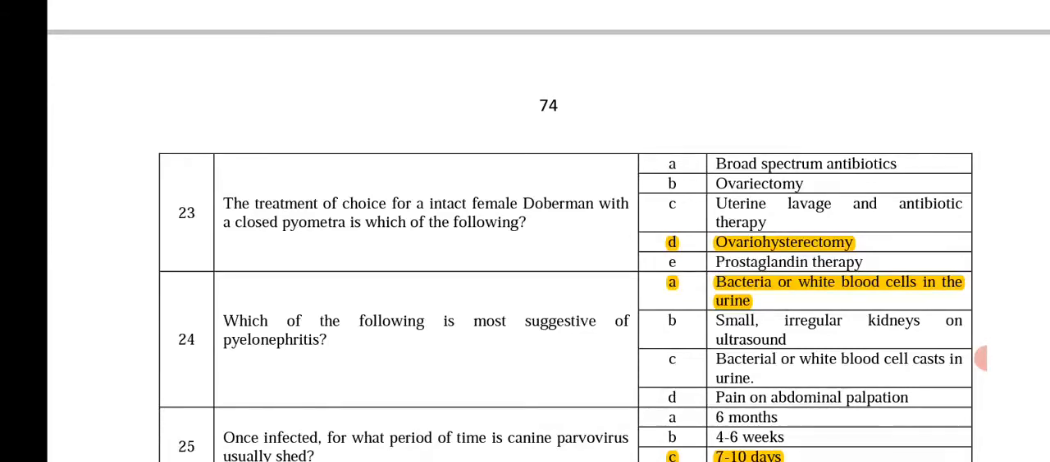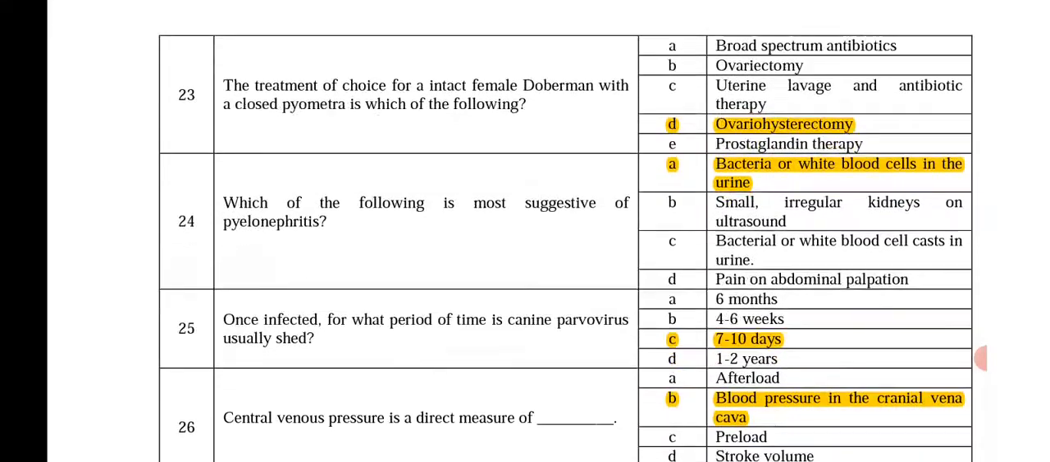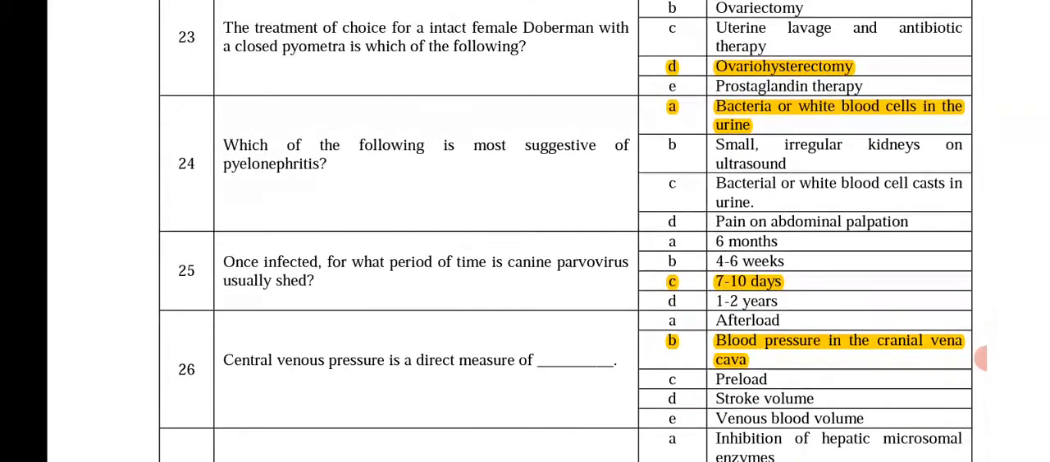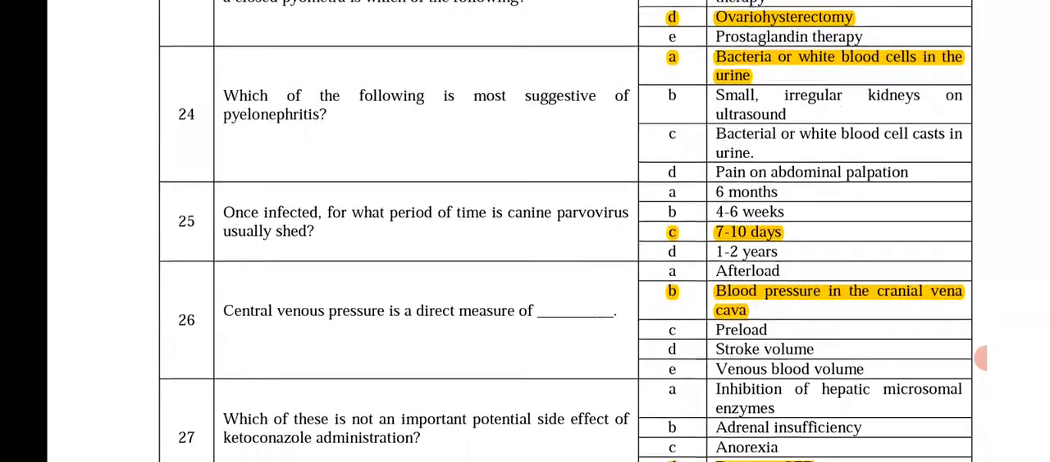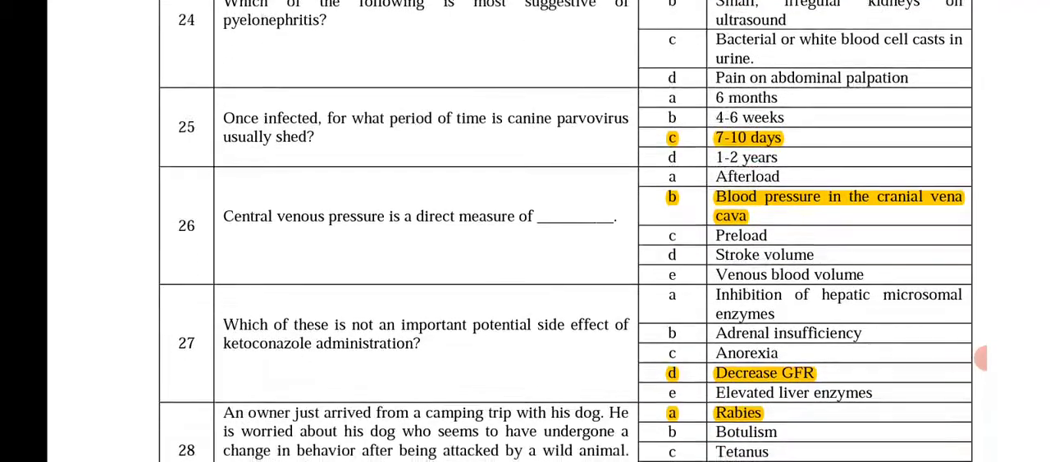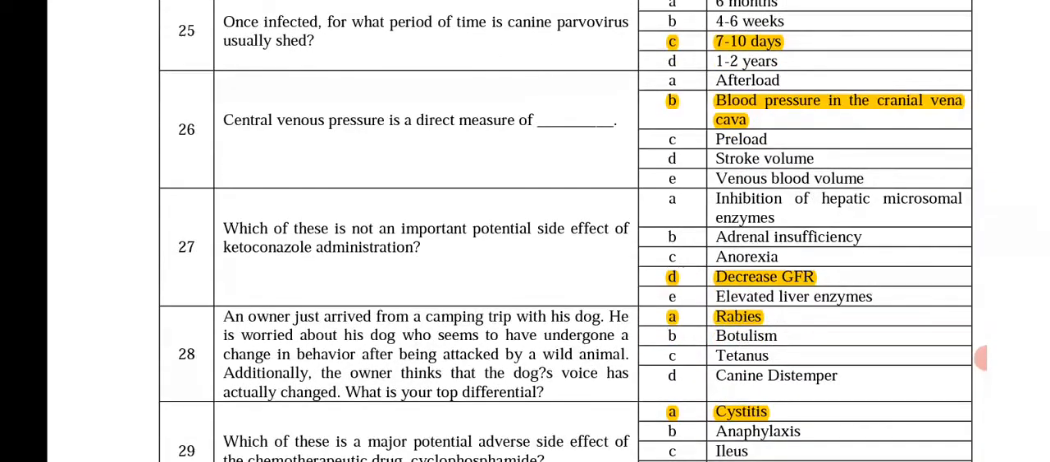Which of the following is most suggestive of pyelonephritis: bacteria or white blood cells in urine? Once infected, for what period of time does canine parvovirus usually shed? 7 to 10 days. Central venous pressure is a direct measure of blood pressure in the cranial vena cava. Which of these is not an important potential side effect of ketoconazole administration? Decreased glomerular filtration rate.